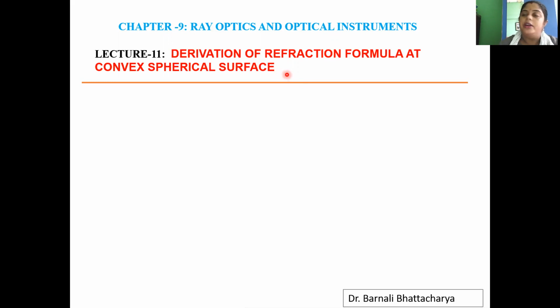In my previous lecture, I have already discussed what is spherical refracting surface and types of spherical refracting surface, that is convex spherical surface and concave spherical surface. And I have also derived the refraction formula for convex spherical surface where the object lies in the rarer medium and the nature of the image is real. Let's start the class.